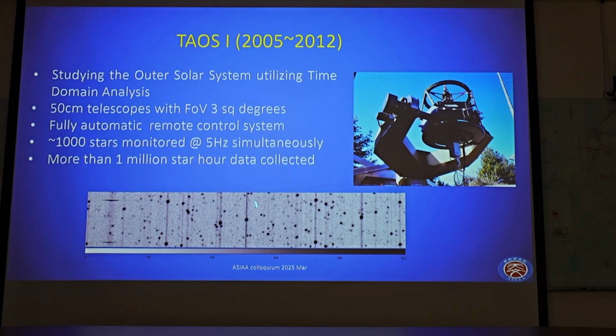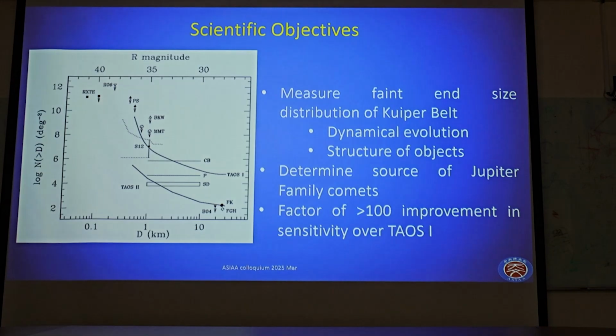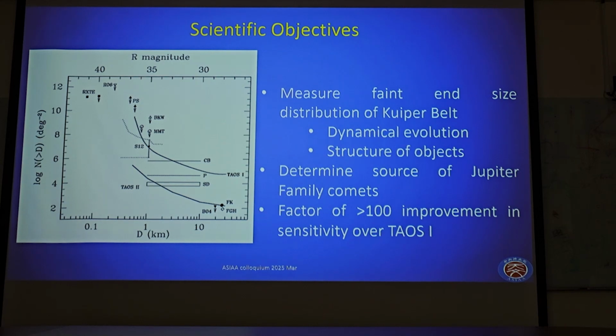The drawback is that you will have all these strips coming from the readout of the CCDs, so it generates additional noise in our light curve. But anyway, by the end we didn't detect any events which had enough significance in our statistics. So TAOS I basically set the upper limit of the possible size distribution back then.